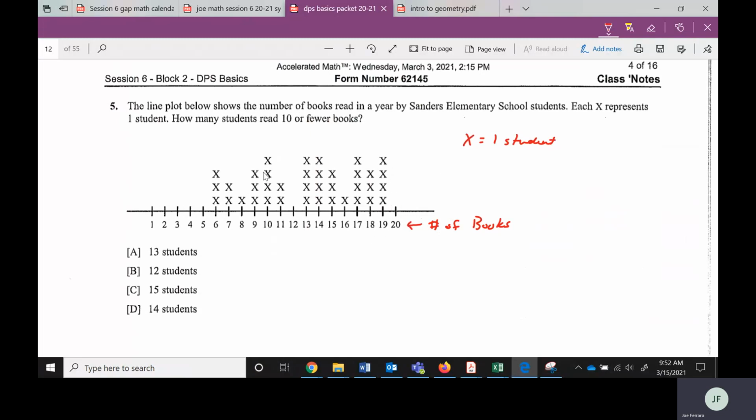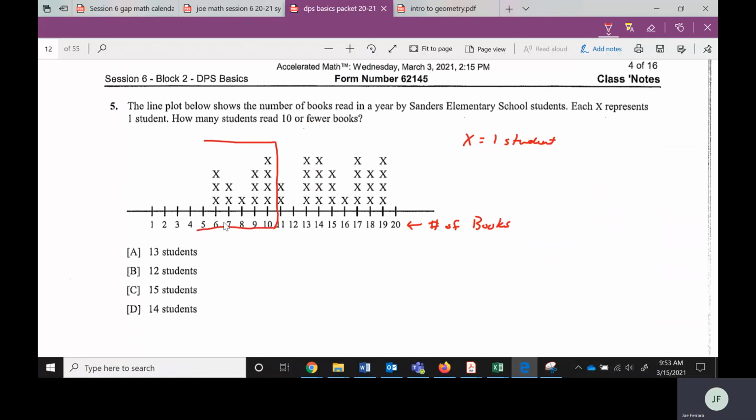Now the question here is how many students read 10 or fewer books? So you always got to read the question. Sometimes there's a difference between saying how many students read fewer than 10 books and how many students read 10 or fewer books. So 10 or fewer includes 10. So what you got to do, it's everything over this way.